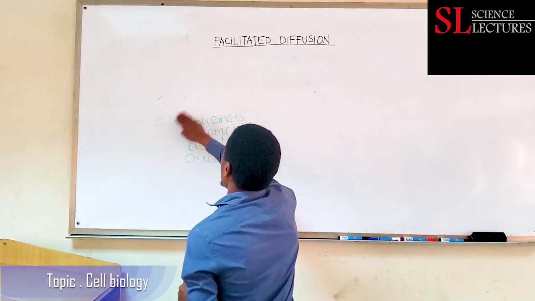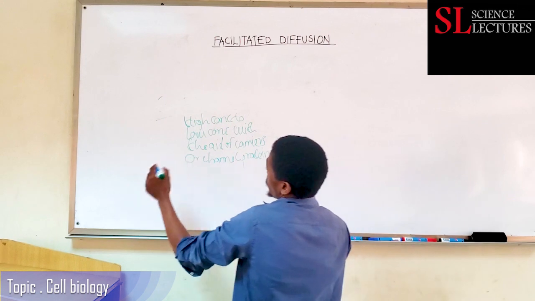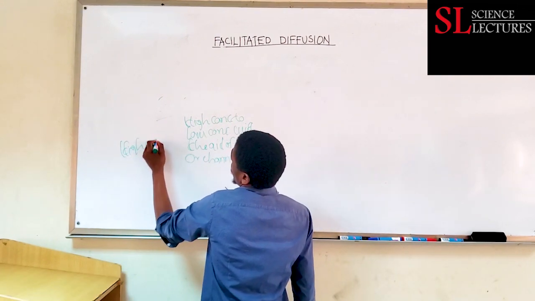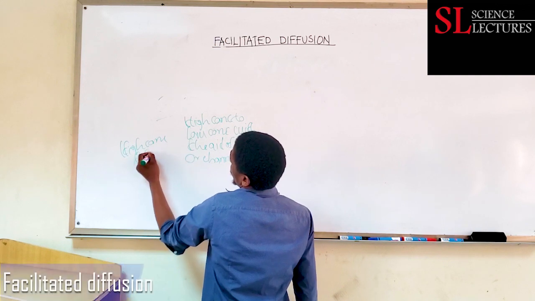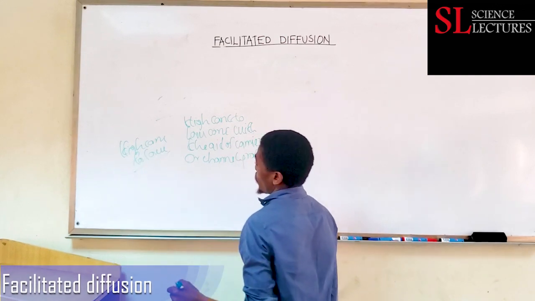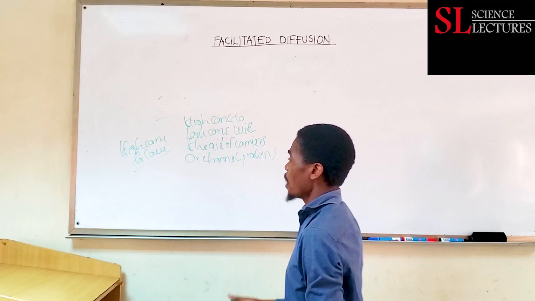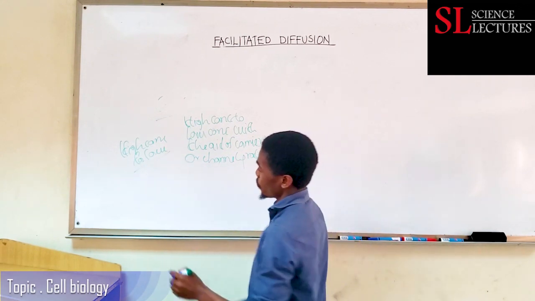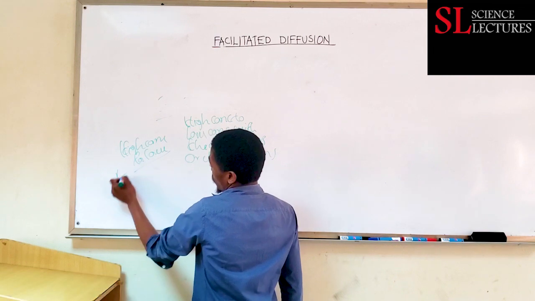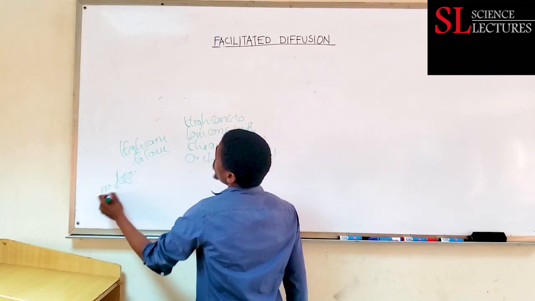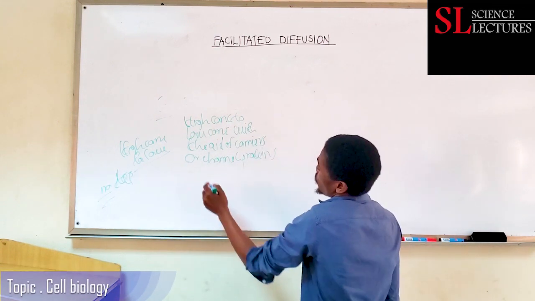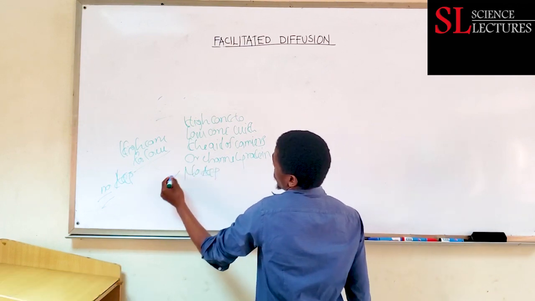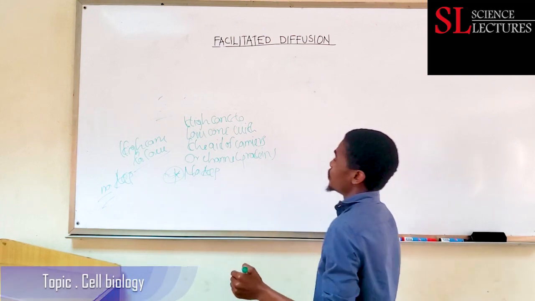In simple diffusion, we saw that a molecule moves from high concentration to low concentration, but the transportation there isn't aided with carriers or channel proteins. And in simple diffusion, no ATP is involved. Also in facilitated diffusion, we don't require energy in the form of ATP. So it is just transportation of these molecules.